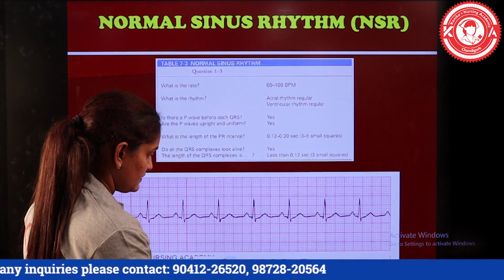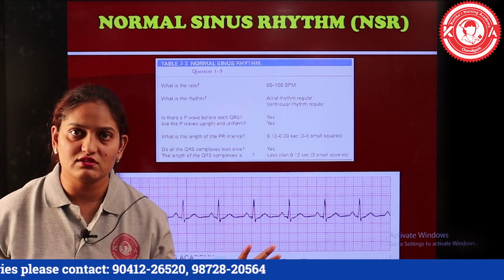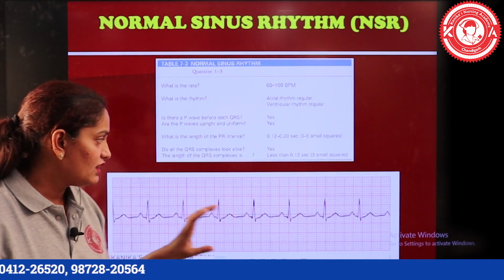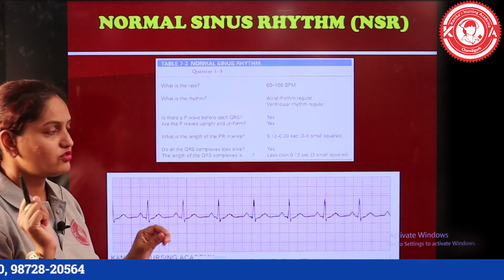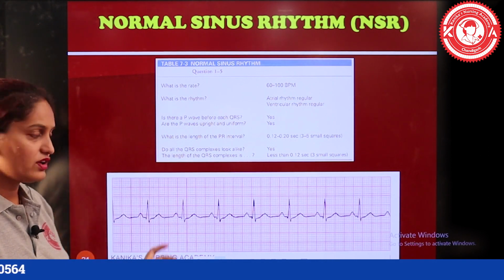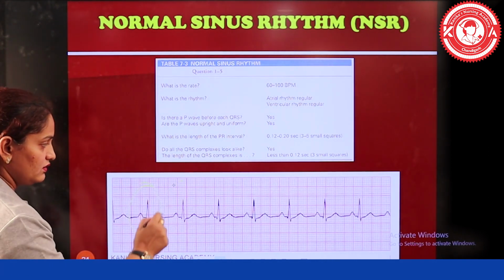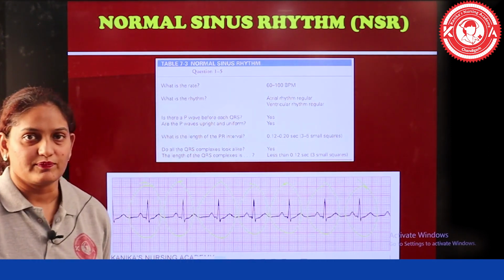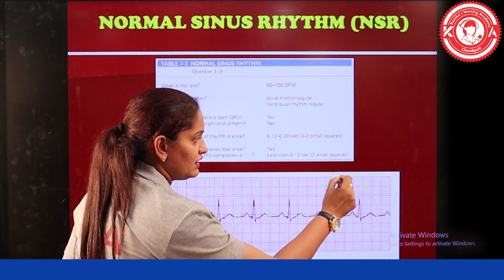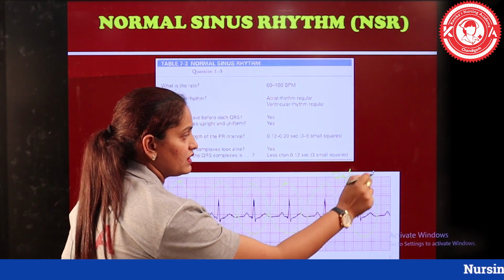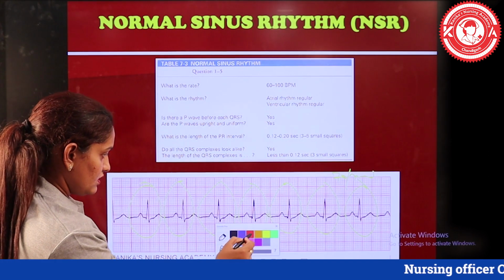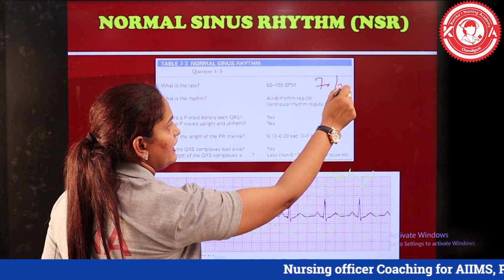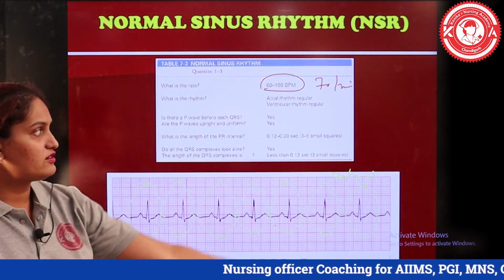Okay, so we have discussed 5 questions. Now this is an example of a normal sinus rhythm ECG. We will answer the questions one by one. The first question was heart rate calculation. So the heart rate of this patient is 1, 2, 3, 4, 5, 6 and 7. That means the heart rate is 70 beats per minute, which is between the normal range, that is 60 to 100.